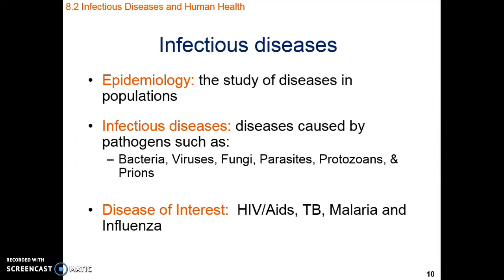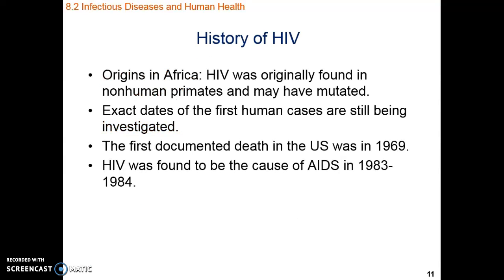All right, when we're talking about infectious diseases, we have a couple of terms. One is epidemiology, which is the study of how disease spreads in populations. Then there are infectious diseases. Those are diseases caused by pathogens. Diseases can be heart disease, which we've talked extensively about. That is not an infectious disease. Infectious disease is going to be caused by a pathogen: bacteria, viruses, prions, fungi. And then some diseases of interest that we're going to spend some time on are HIV and AIDS, tuberculosis, malaria, and influenza.